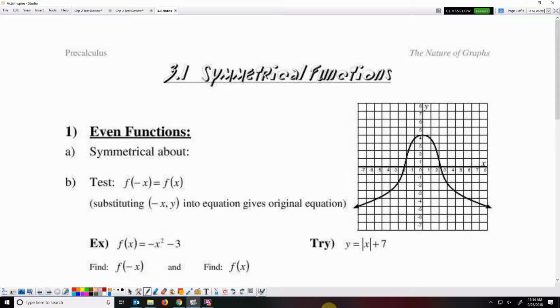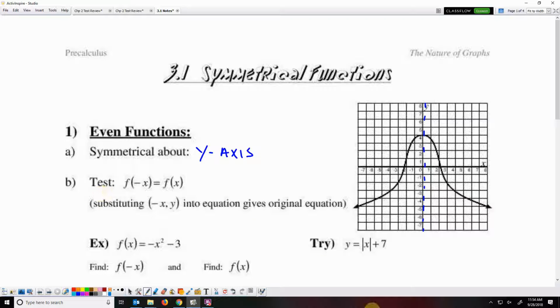Let's talk about symmetry in functions. We're going to talk about 4 different types of symmetry. The first one is called an even function, and that is a function that is symmetric about the y-axis. So here is an example. This function here, there's the y-axis, and that is a line of symmetry for this function. So that's a type of function with symmetry about the y-axis. It's got a special name called an even function.